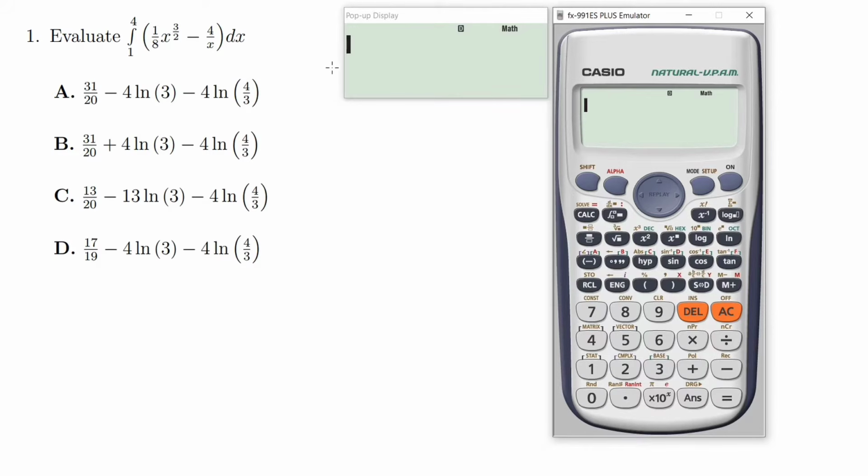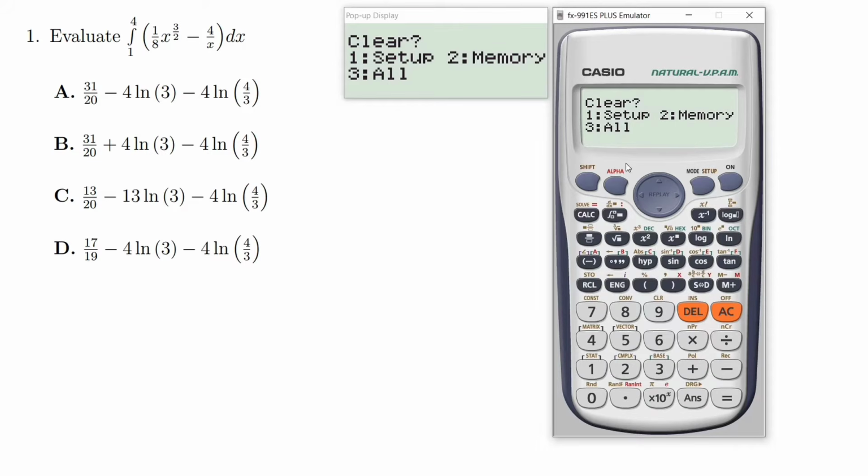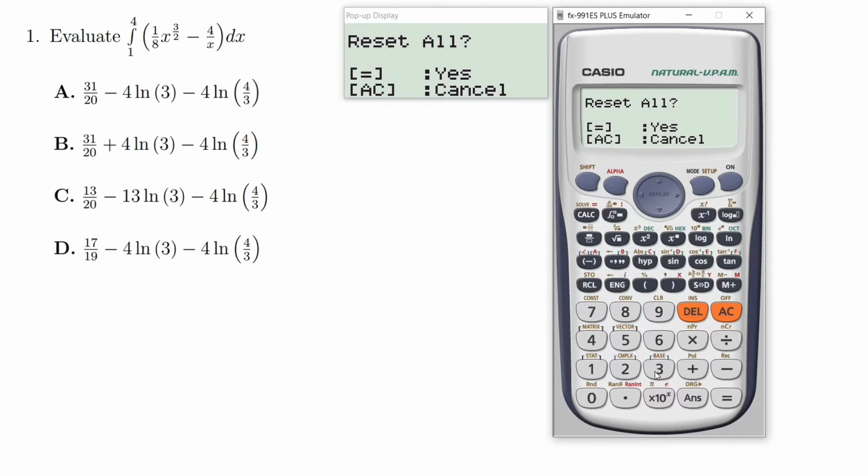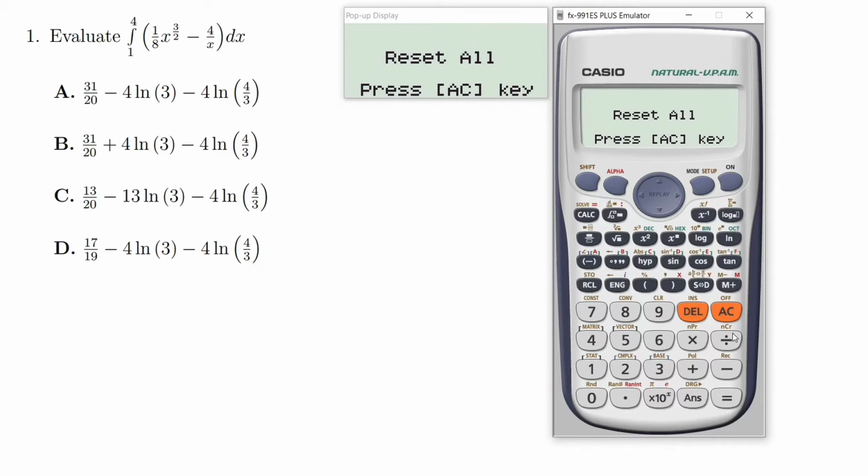Now, for us to do this on a calculator, the very first thing I want to do anytime you are performing any evaluation is to reset the memory of the calculator. And how can we do that? We press the shift button, then press the 9 button. Now it's asking us whether we want to clear the setup, the memory, or all. We want to clear all. So we press 3, then the equals sign, then the AC key.